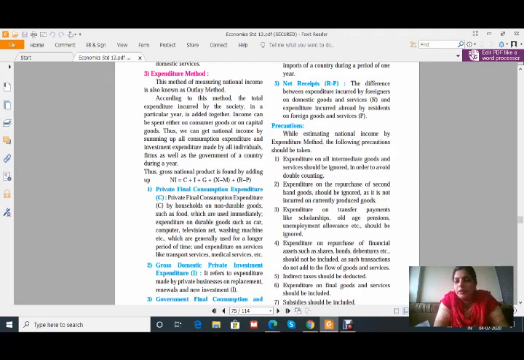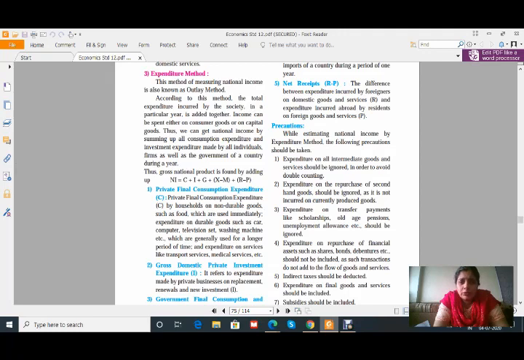Consumer goods and capital goods, all of you know about that. Consumer goods are the goods which we use in daily life. Capital goods means our assets that will be purchased one time and we will get benefit from that particular asset for so many years or for a long period. That is known as capital goods.